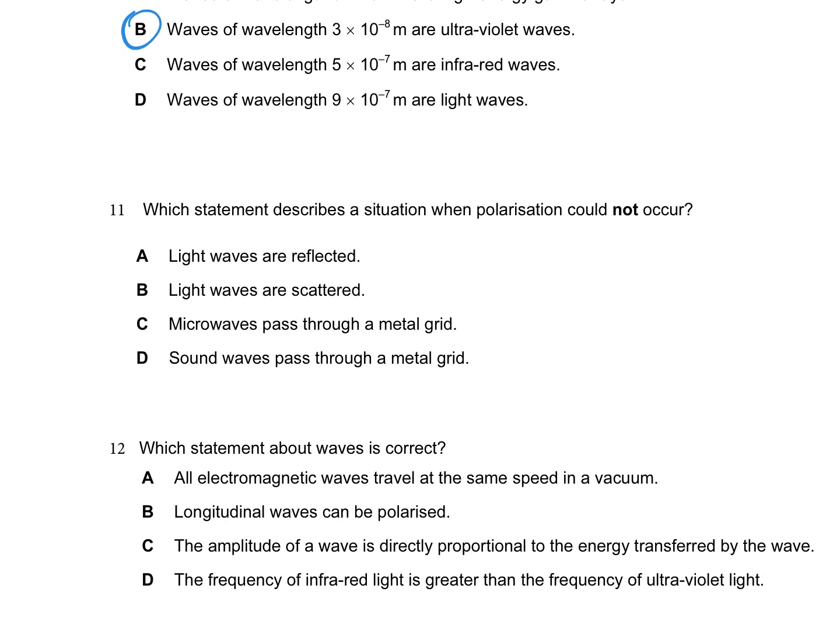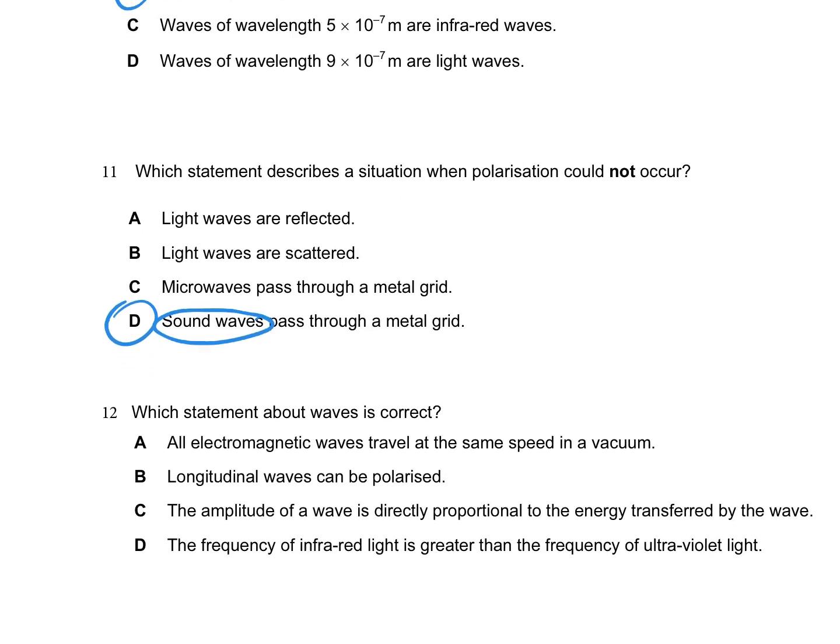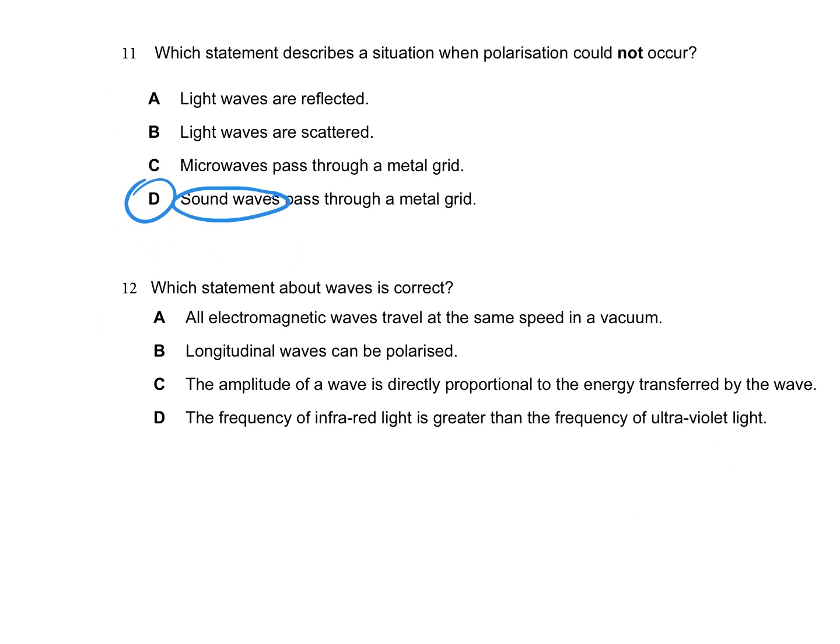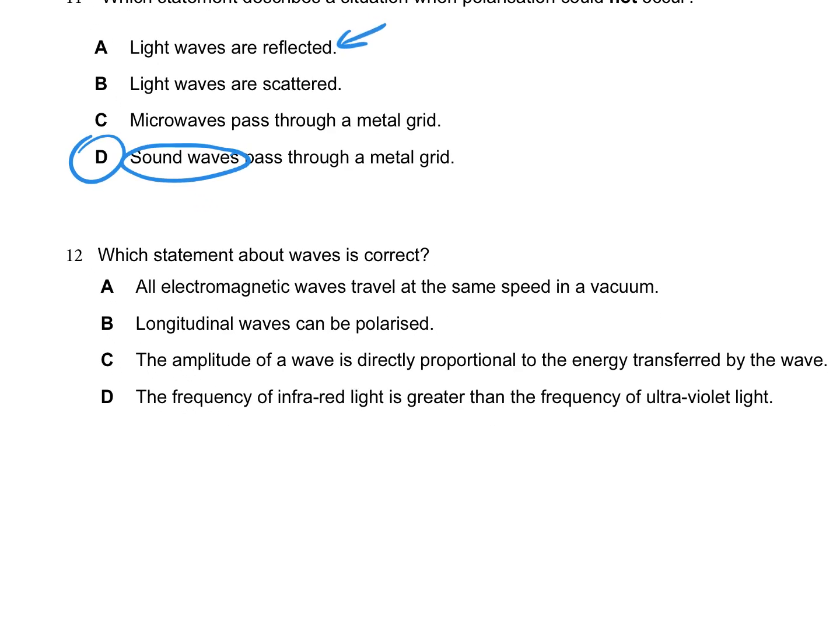Which statement describes a situation where polarization could not occur? So, reminder that longitudinal waves can't be polarized. So the first thing you do is check, is any of these longitudinal? And you'll spot, first of all, sound waves are there, and therefore that cannot occur. Microwaves can be polarized through a metal grid, and light waves, likewise when they're scattered or reflected, are polarized as well. The reflected bit is why we can remove glare with the Polaroid in your sunglasses.